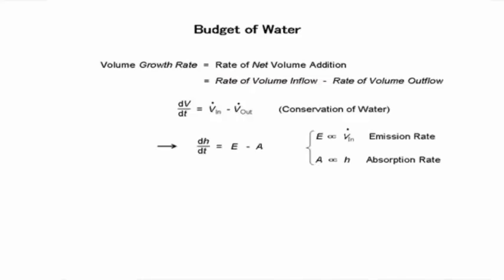The rate of change of height, h, equals the rate of emission into the bath, E, minus the rate of absorption from the bath, A, where emission is proportional to the inflow rate and absorption is proportional to the water's height. Absorption can then be expressed as height times the absorption efficiency, alpha.